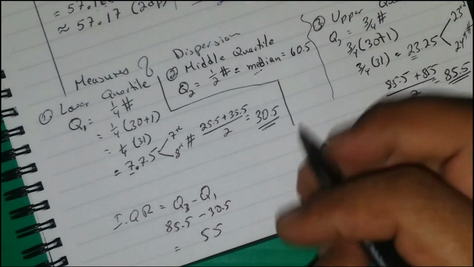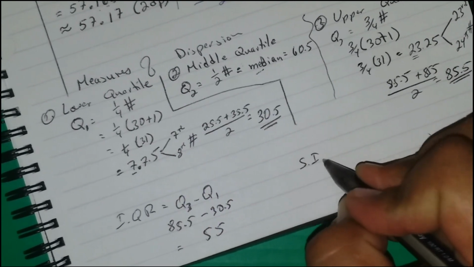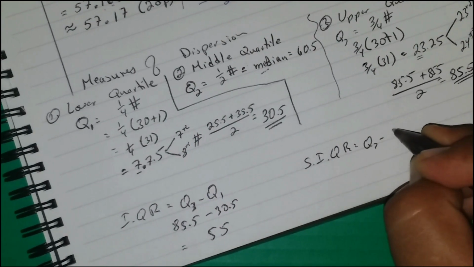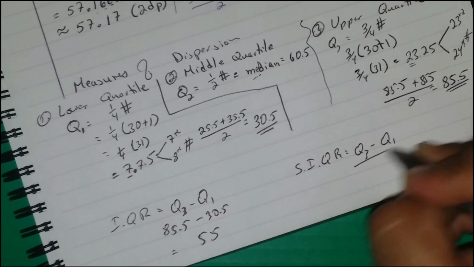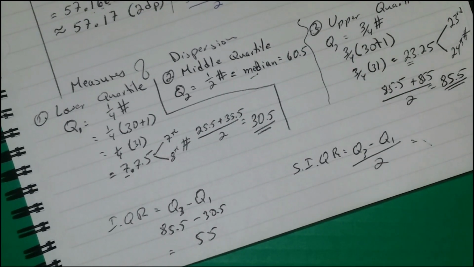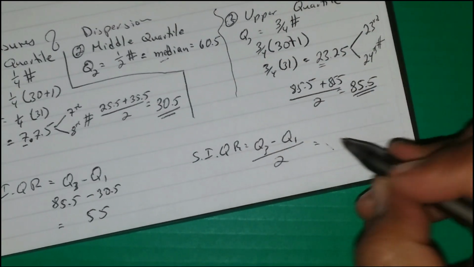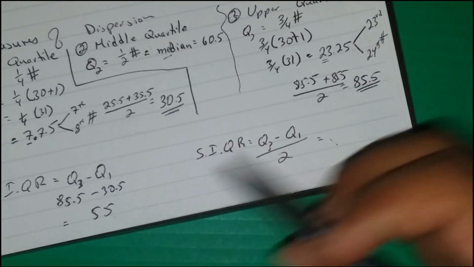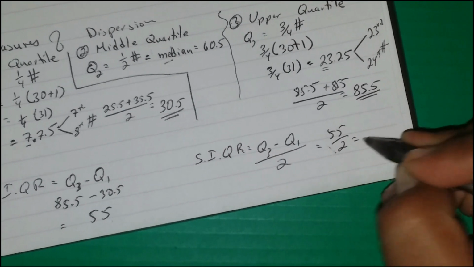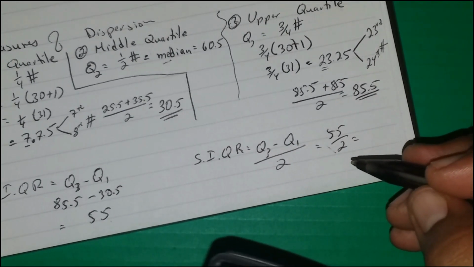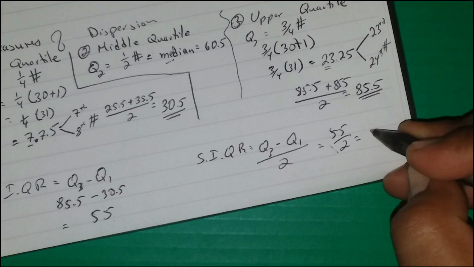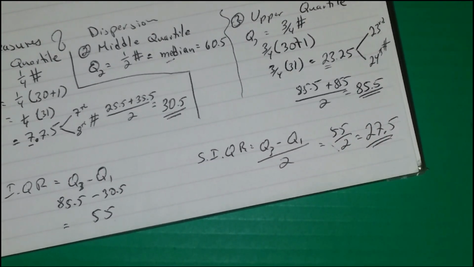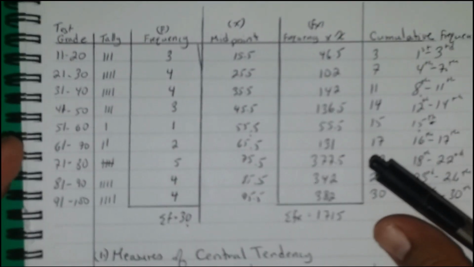And then the last one is going to be the semi-interquartile range. That is going to be Q3 minus Q1, and then your answer divided by 2. So that's going to be Q3 minus Q1, we already have it. That's going to be 55. So that's going to be 55 divided by 2. Use your calculator. That's going to be 27.5. And that is what we have for the group frequency table, right?